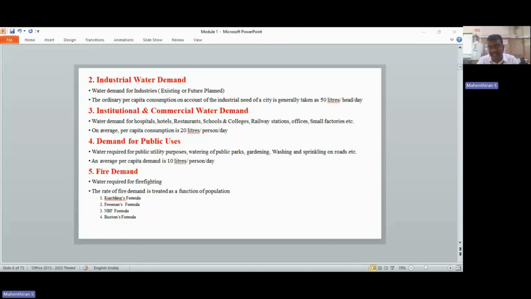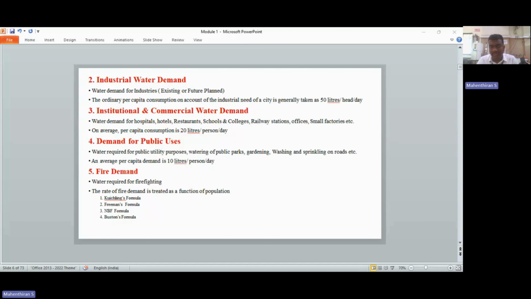Now let us discuss the public water demand. This is the water required for maintaining public amenities and services in a city. Examples include watering public parks and gardens, road washing and street cleaning, operation of public fountains, maintenance of public buildings, and sprinkling water on roads to control dust.